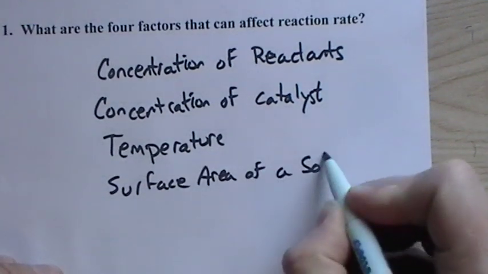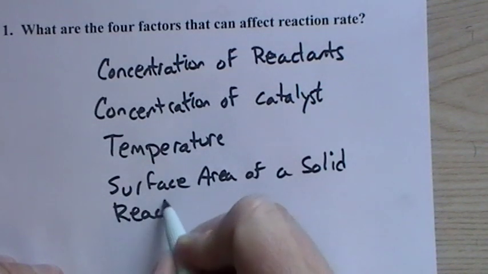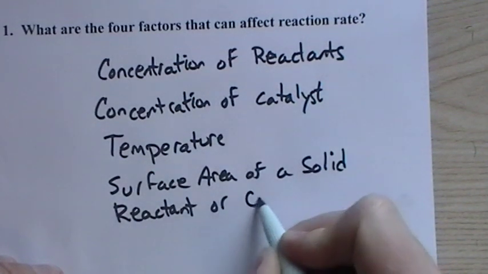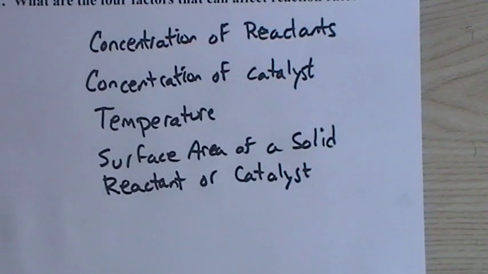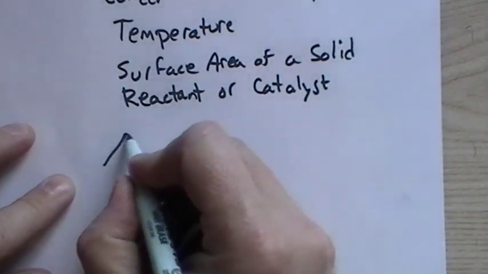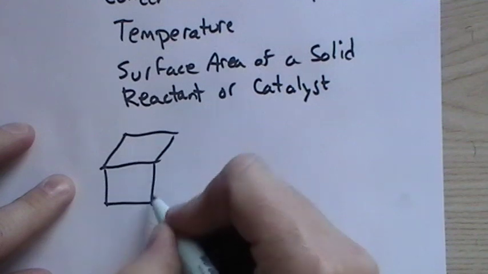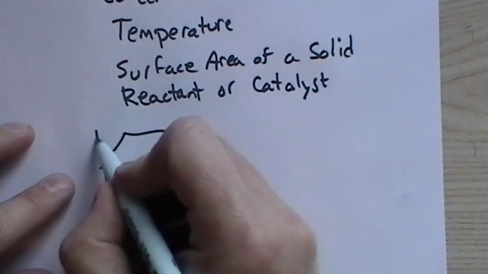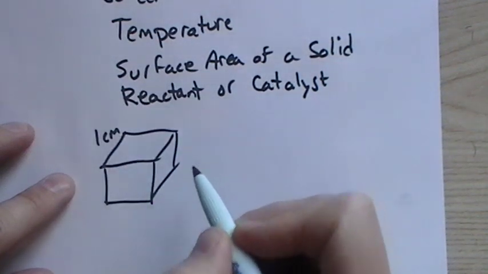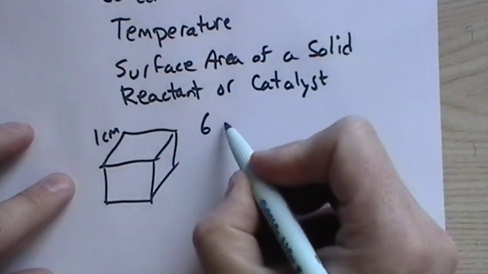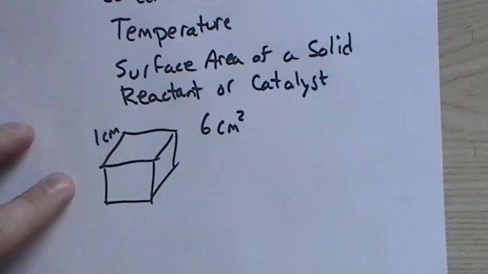of a solid reactant or catalyst. And this is where people put in surface area, and they leave it like that. That's wrong. They put in area of a reactant. Wrong. It has to be surface area of a solid reactant or catalyst. Now, let's say you have a block of a reactant, a cube, and it's 1 centimeter on a side. Well, each face is going to be 1 centimeter squared, and there's 6 faces, so the total surface area is going to be 6 centimeters squared.